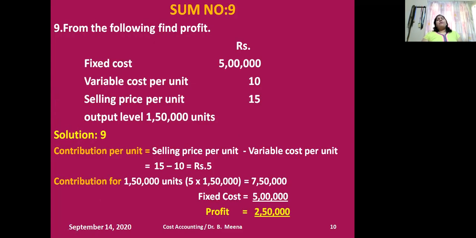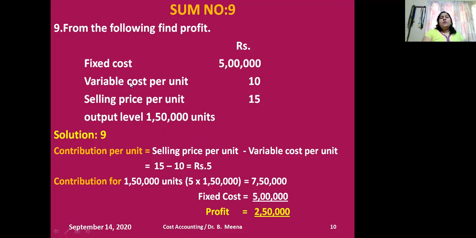Next, from the following, find out the profit. We have fixed cost 5 lakhs. Variable cost per unit is given 10. Selling price per unit is given 15. Output level 1,50,000. So the question is once again, what is the profit? Okay. And how to calculate the profit? Let me check how I proceed.